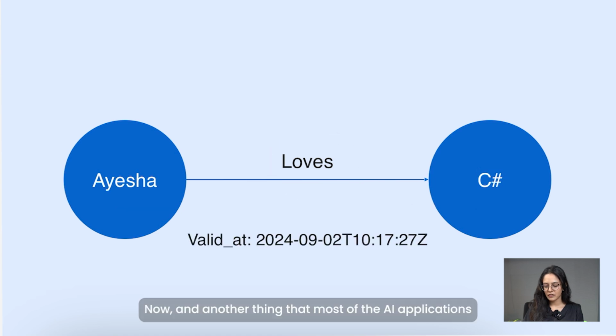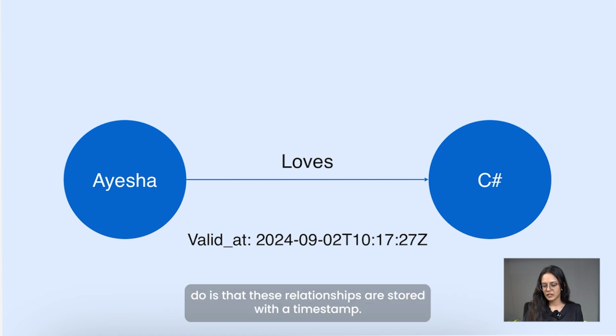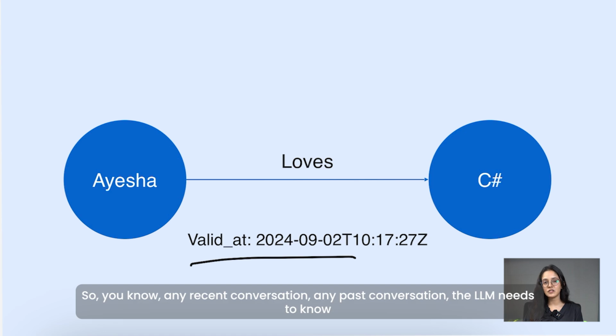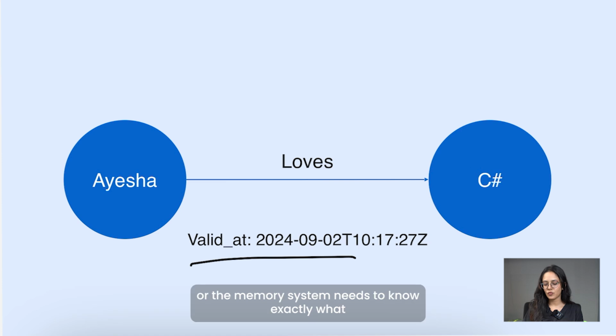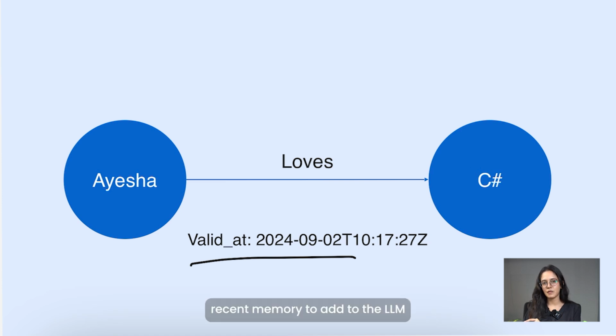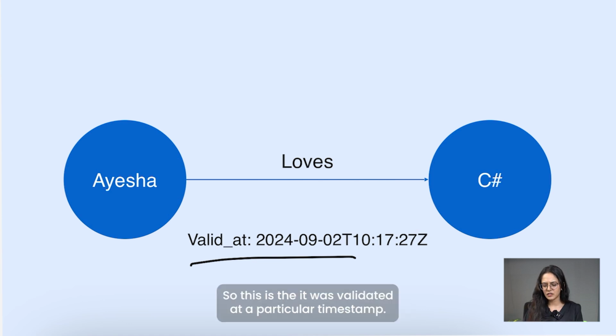Another thing that most AI applications do is store these relationships with a timestamp. For any recent or past conversation, the memory system needs to know exactly what recent memory to add to the LLM. So this was validated at a particular timestamp.